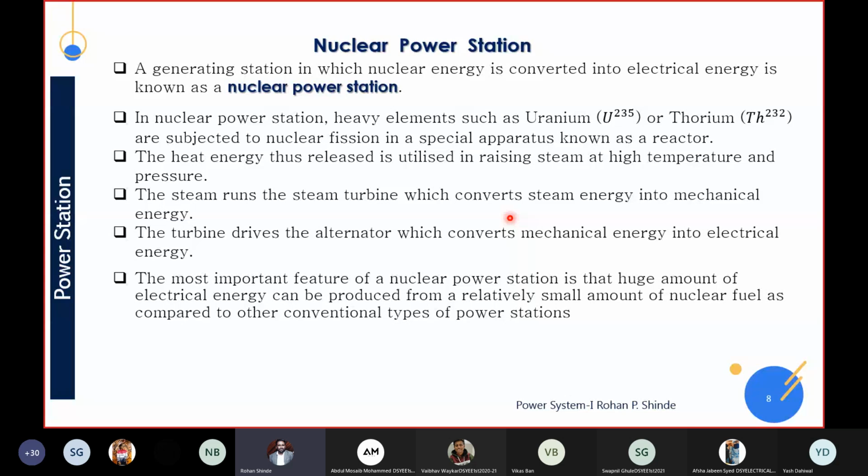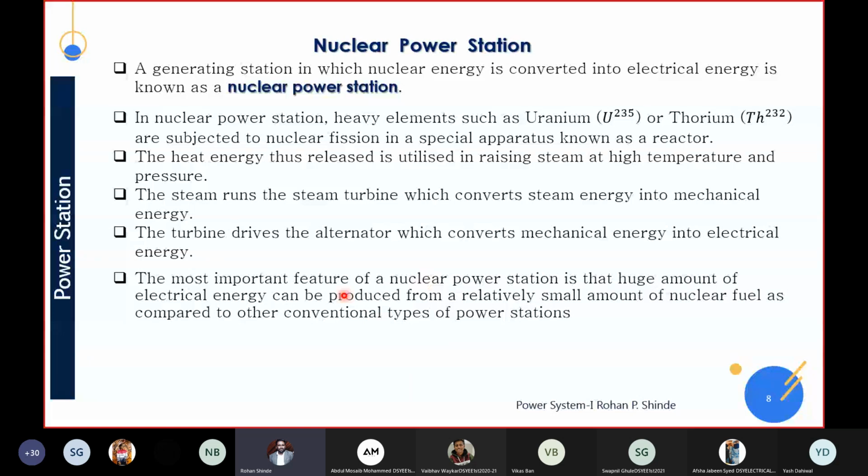The most important feature of a nuclear power plant is that a huge amount of electrical energy can be produced from a relatively small amount of nuclear fuel. So see here, this is the most important feature. That means we can produce a huge amount of electrical energy from a relatively small amount of nuclear fuel as compared to other conventional types of power plants, that is hydroelectric, gas and thermal or steam.